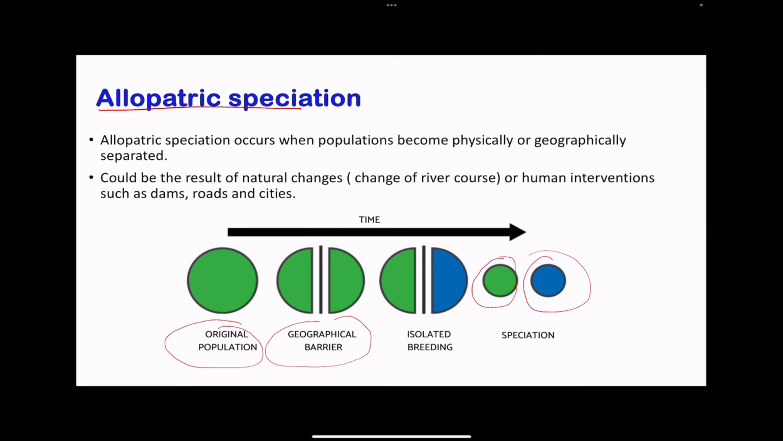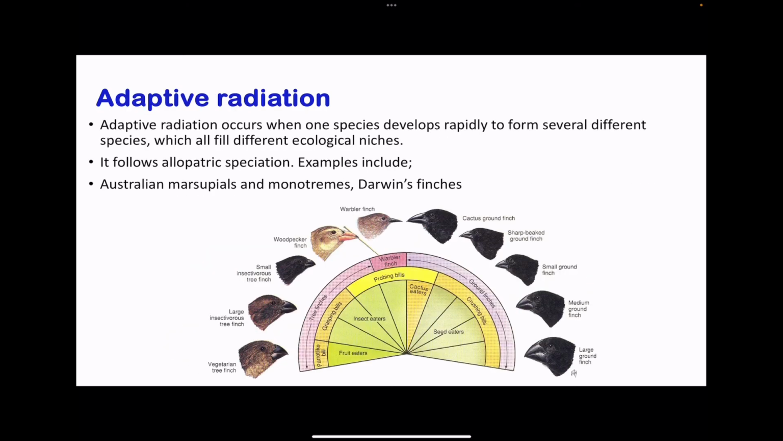In the end, they're going to be two different species. Looking at adaptive radiation, and again here we're looking at Darwin's finches. Adaptive radiation occurs when species evolve rapidly to form several different species, which all fill different ecological niches. These were originally the same species, but over time, they have evolved to feed on different organisms. The shapes of their beaks are adapted for the food they feed on.